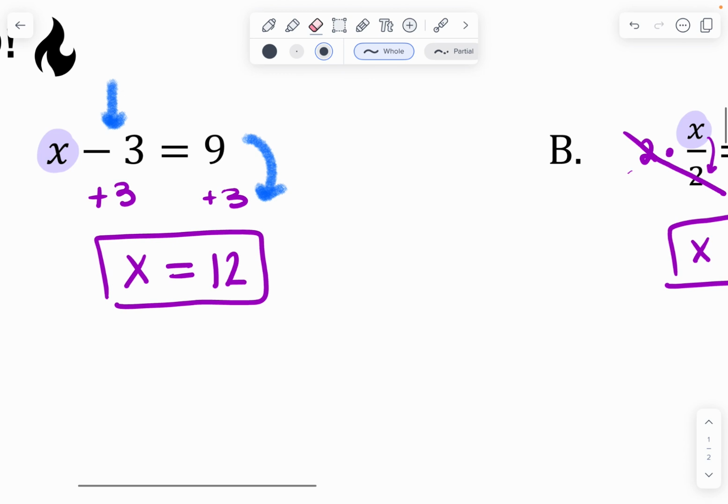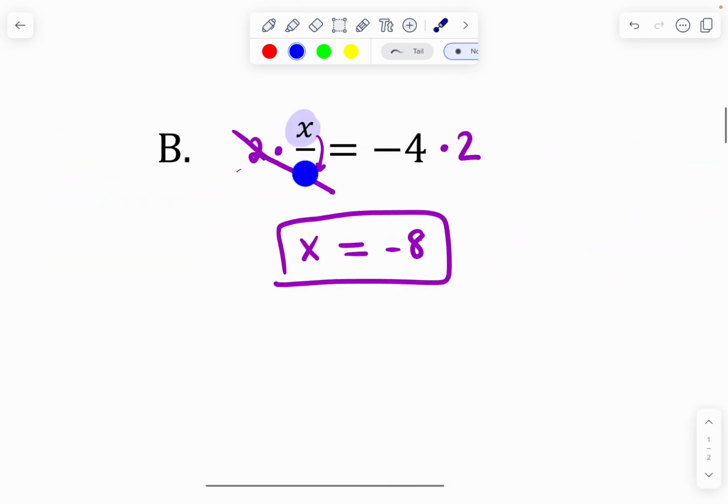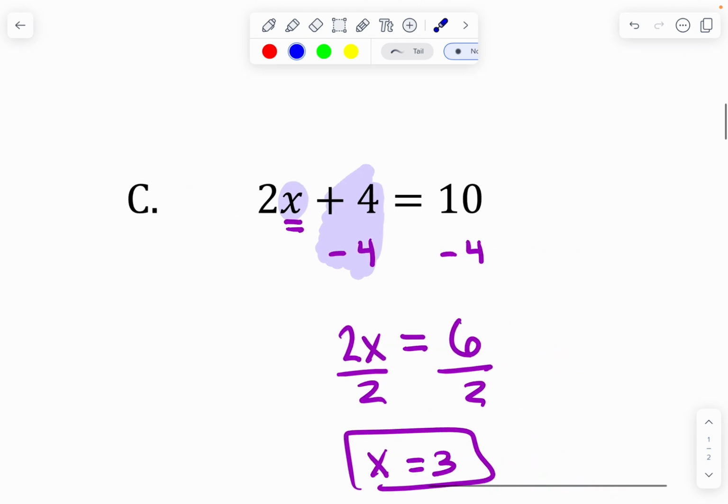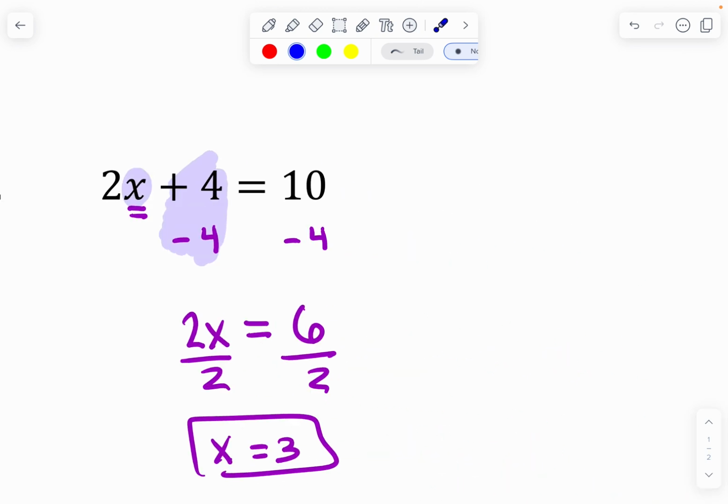Whatever x is with, we just undo it using the opposite of the operation that we're given. So if I've got subtraction, we undo with addition. If I've got division, we undo with multiplication. And here we've got more things, but we undo it the same way. Subtraction undoes addition.